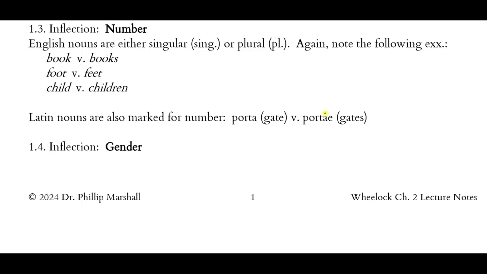Number refers to singular or plural, recall. And here we have our examples that we used a little bit earlier. So book versus books. There I'm adding the S sound. Foot versus feet. I'm varying the internal vowel. Child versus children. Notice here I'm using a less common ending for plurality in English, but these do mark the inflectional ending for number. Latin nouns also mark for numbers. So in our chapter, porta is one gate, portae can be plural gates.